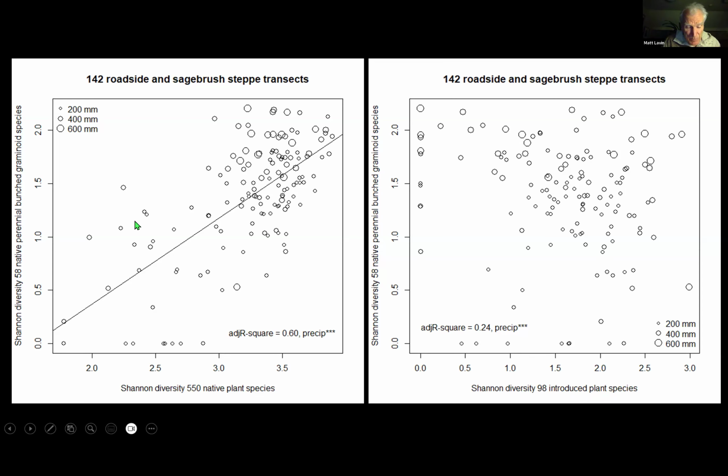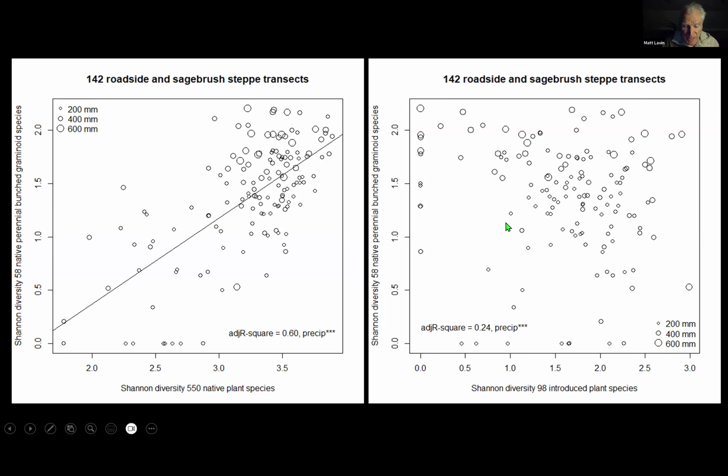In the left scatter plot, native perennial bunch grass diversity is a function of total native plant diversity. So this is a function of this, with higher levels of bunch grass diversity in wetter sites, the larger open circles. The smaller open circles are drier sites, the larger are wetter sites. There's the key over here, 200 millimeters, so going from 10 inches to 20 inches a year, more or less.